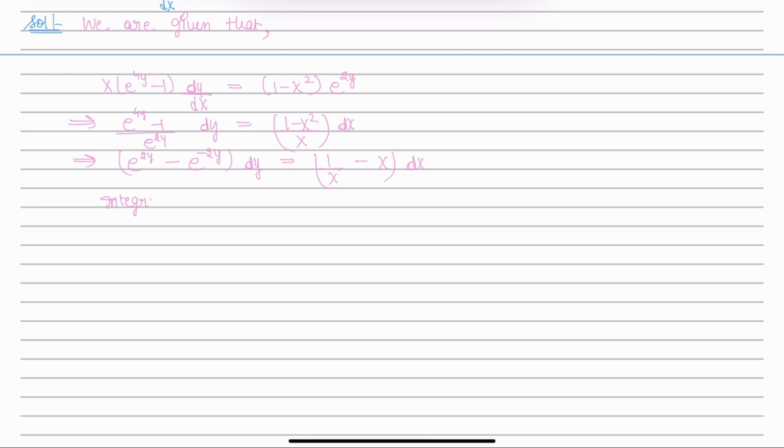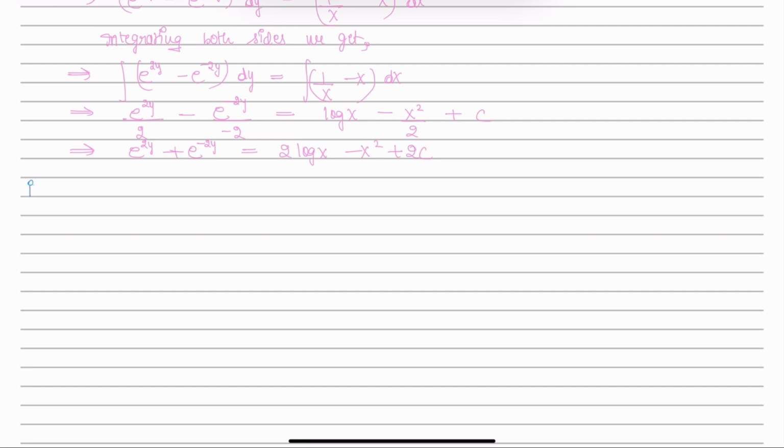Integrating both sides, we get ∫(e^(2y) - e^(-2y)) dy = ∫(1/x - x) dx, which implies e^(2y)/2 - e^(-2y)/(-2) = log x - x²/2 + c. Taking 2 common, this becomes e^(2y) + e^(-2y) = 2 log x - x² + c, or 2c.